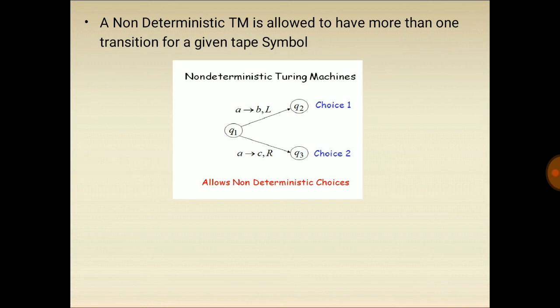So we have discussed all the basic variations in Turing machine. After studying these variations, we can understand that these variations help us to prove many theorems and to perform many tasks.